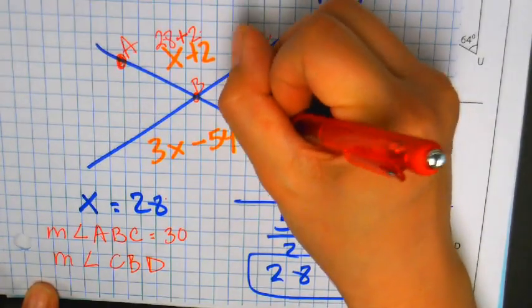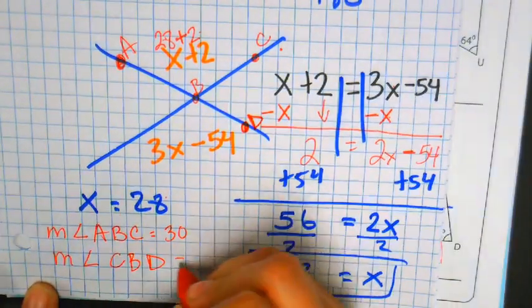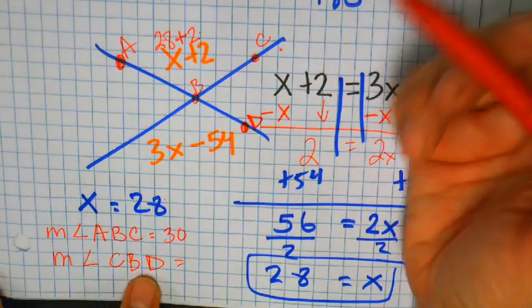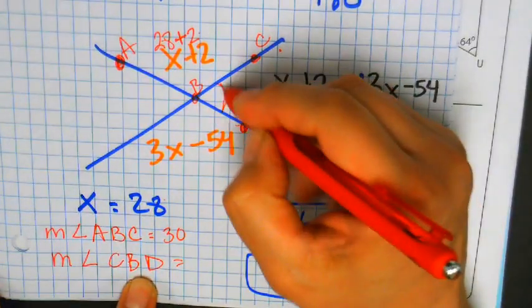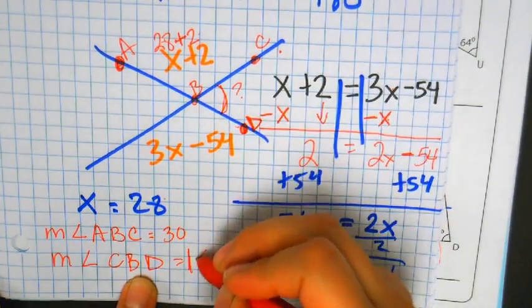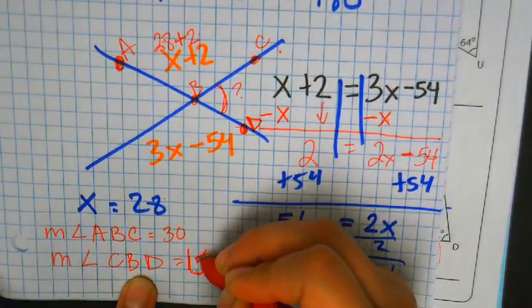I guess I should have labeled this before. What is the measure of angle CBD? Okay, so CBD. So this one. 150? What's up? Me and Anthony both thought it was a 12.